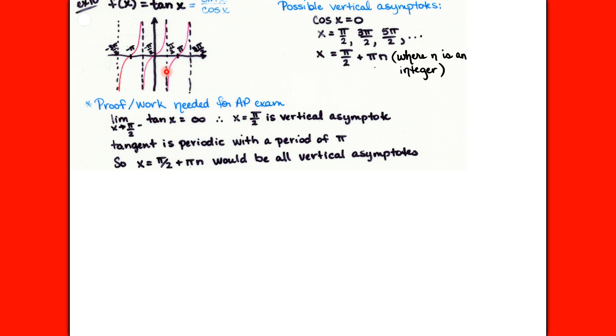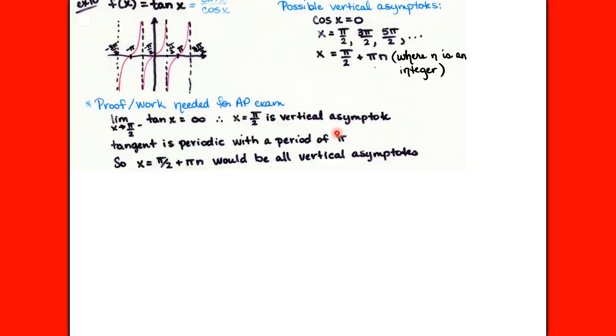All I would need to do is show that the limit approaching that value went to either infinity or negative infinity. I don't have to state both. So I can either show that as I approach pi over 2 from the left-hand side it goes to infinity, or as I approach it from the right-hand side it goes to negative infinity. Either one of those. So all I would state is that the limit approaching pi over 2 went to infinity or negative infinity, whichever one you used, from the left or from the right. Therefore, x equals pi over 2 is a vertical asymptote. That's the justification they would be looking for on the AP exam.